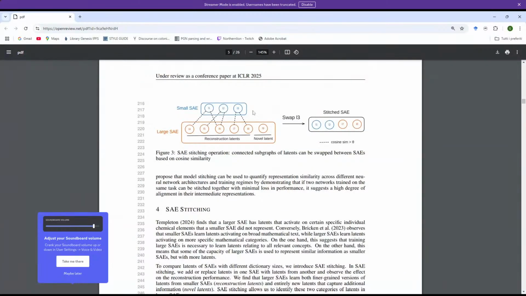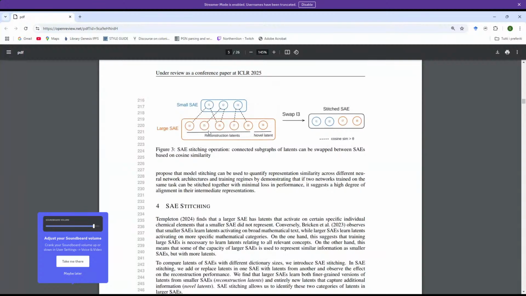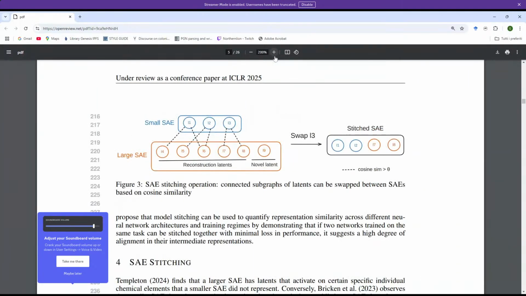The idea of stitching is that you could train two SAEs, a large one and a small one. And then you could try matching the latents of the large one to the ones of the small one. And the ones that you can match, and I will explain how they match them, you call reconstruction latents. And the ones that you cannot match is probably a novel latent, one that's not represented by the small SAE.